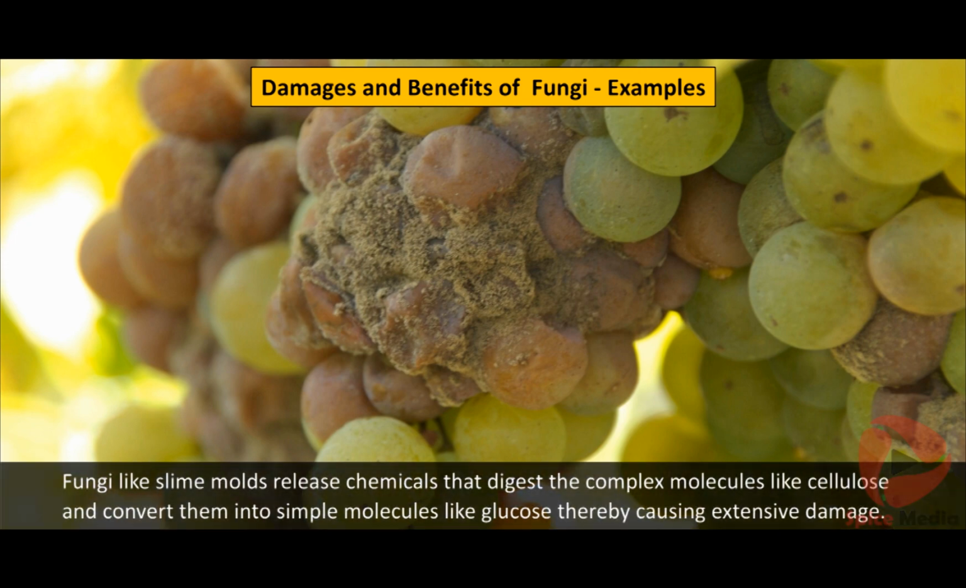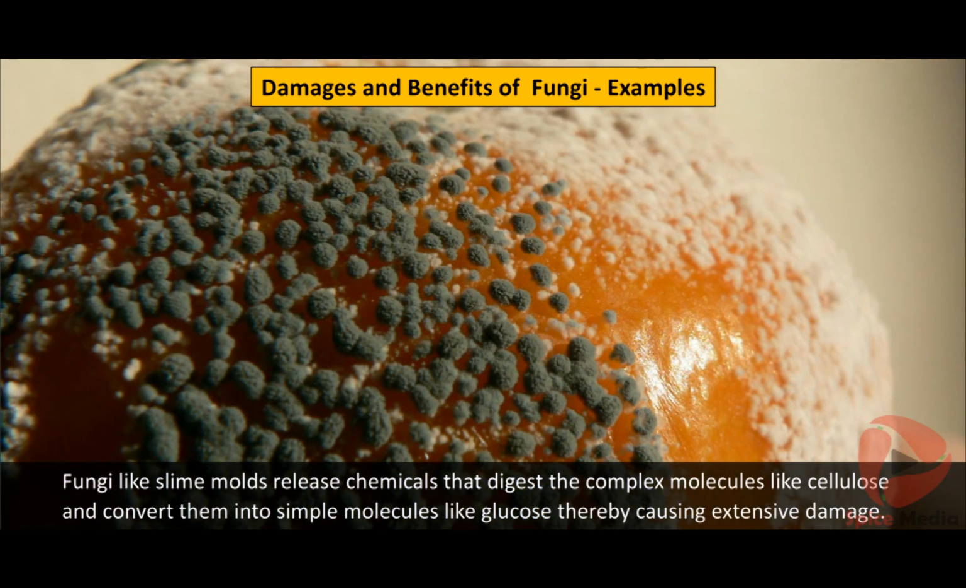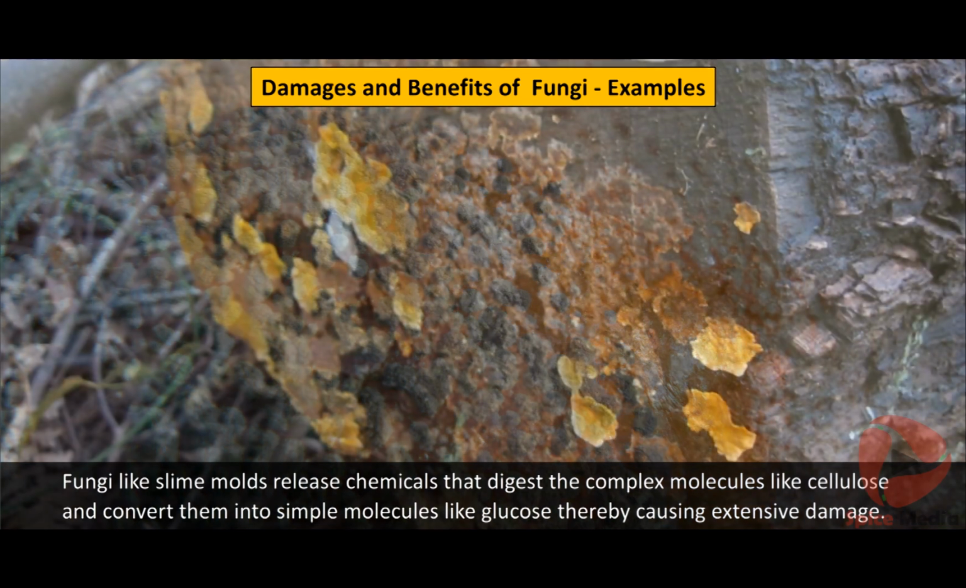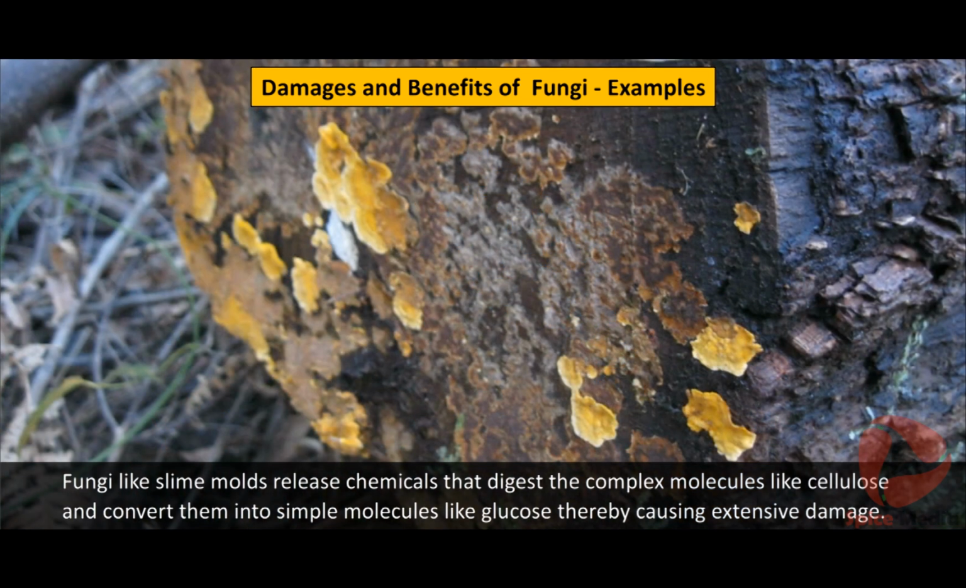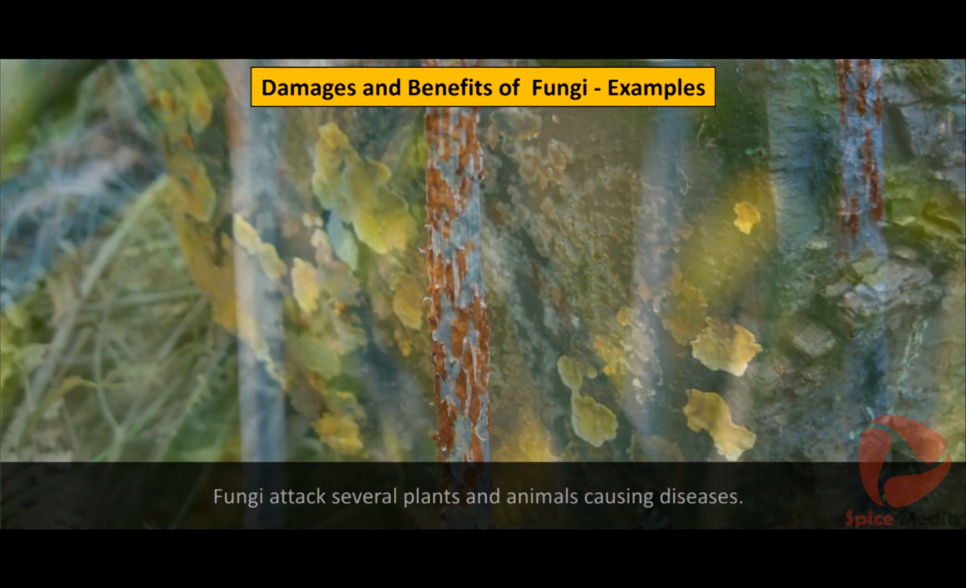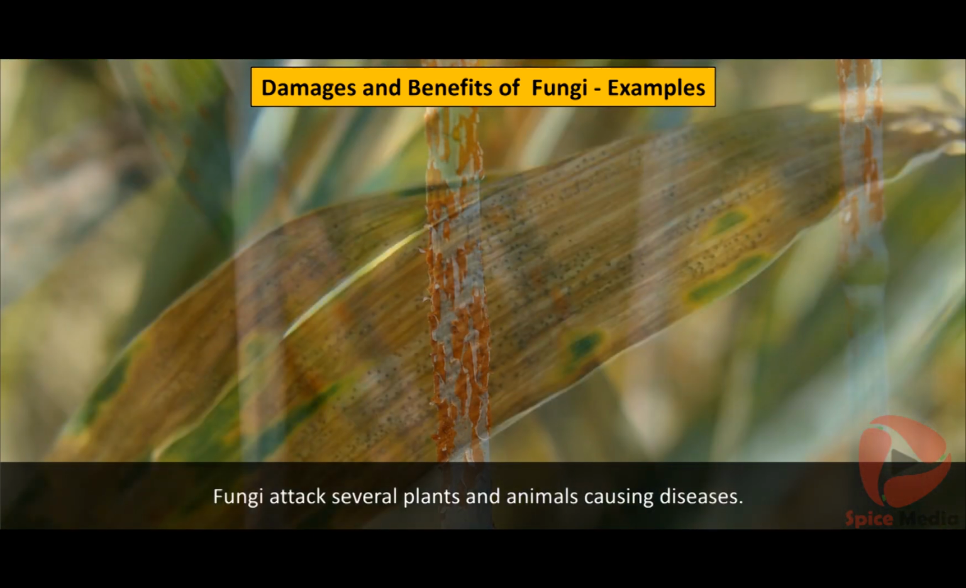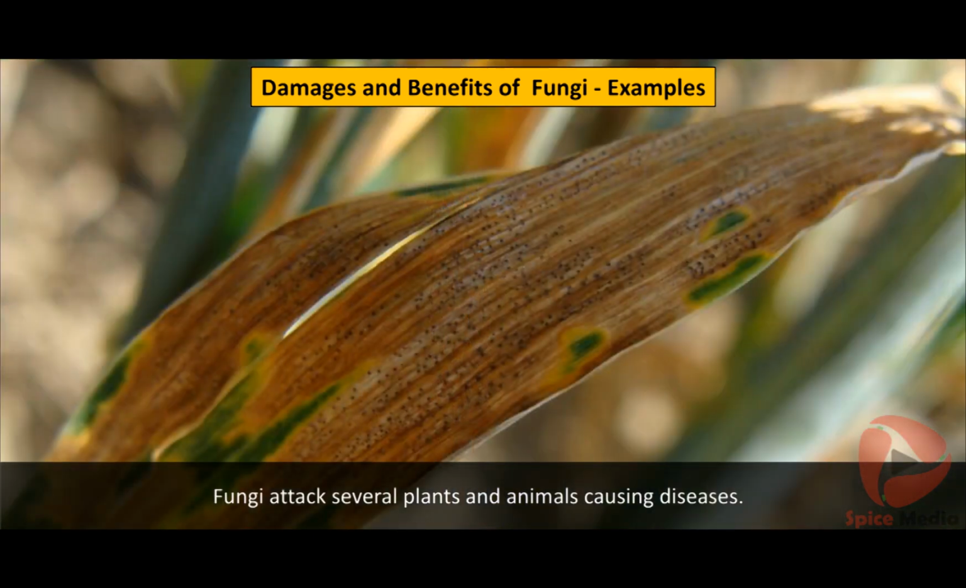Fungi like slime molds grow on materials like clothes, paper, and wood. They release chemicals which digest complex molecules like cellulose and convert them into simple molecules like glucose, thereby causing extensive damage. Fungi attack several plants and animals, causing diseases.